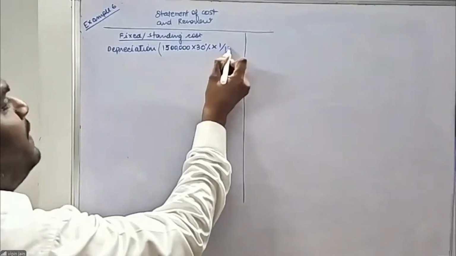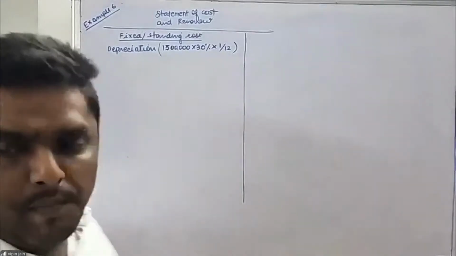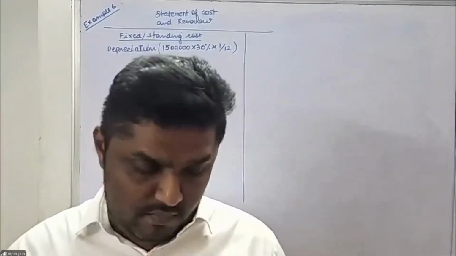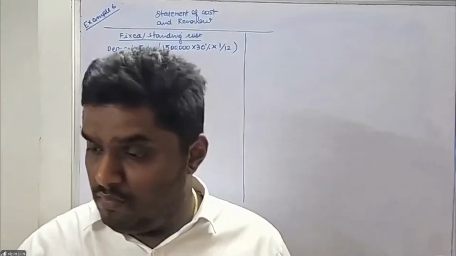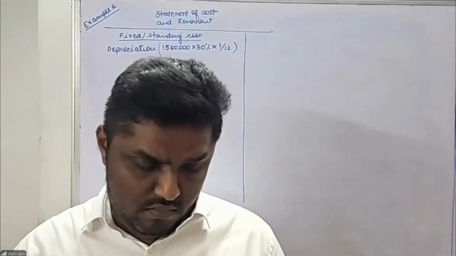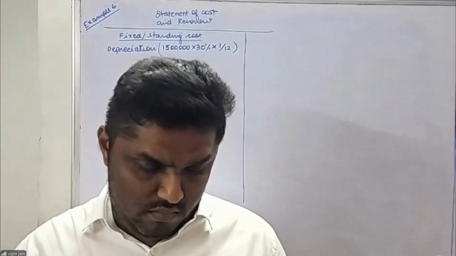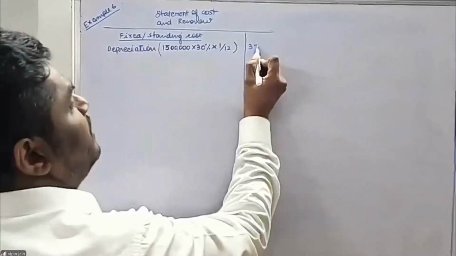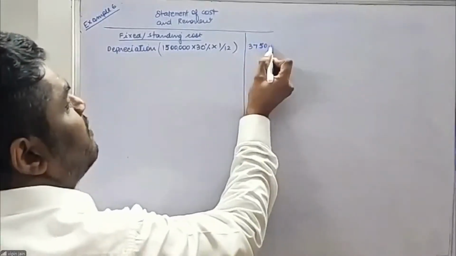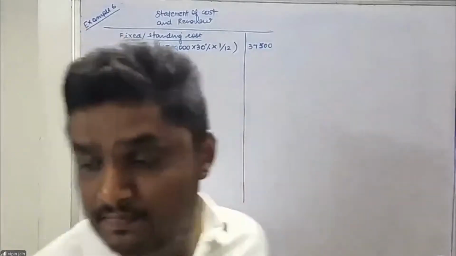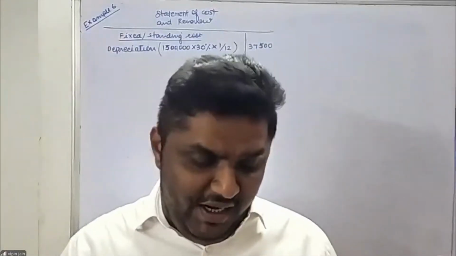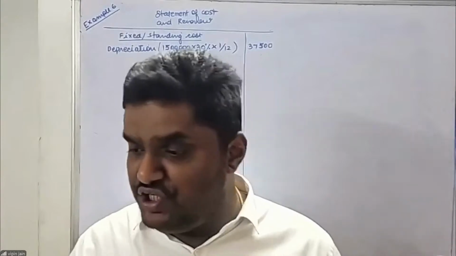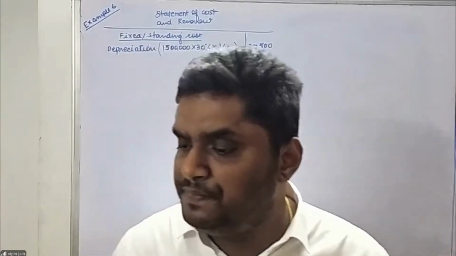We'll be preparing the monthly cost statement only. So the depreciation will be 37,500. 15 lakh is the cost, 30% is the depreciation. So the monthly depreciation will be 37,500.